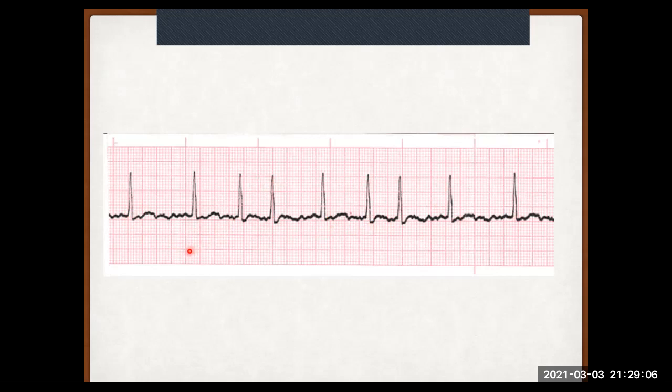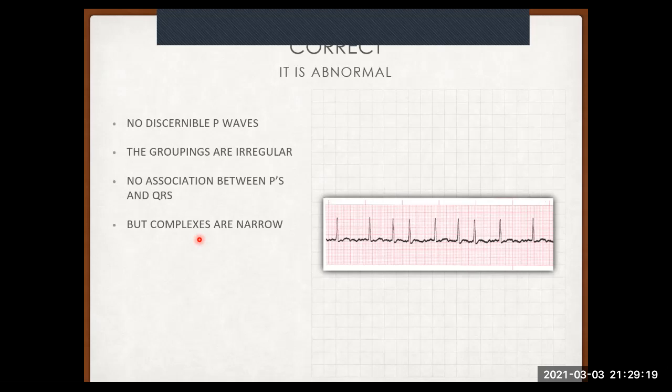Okay. So if you guessed it was abnormal, then you did very well. And we'll talk about these ones in the next lecture. Don't worry about that. Like I say, the most important thing is: is it normal or is it abnormal? But it is. All right. So no discernible P waves. The groupings are irregular. There's no association between P's and QRS, but complexes are narrow.